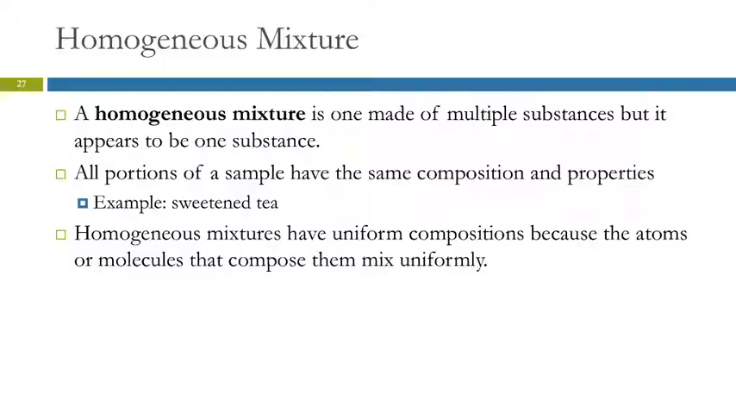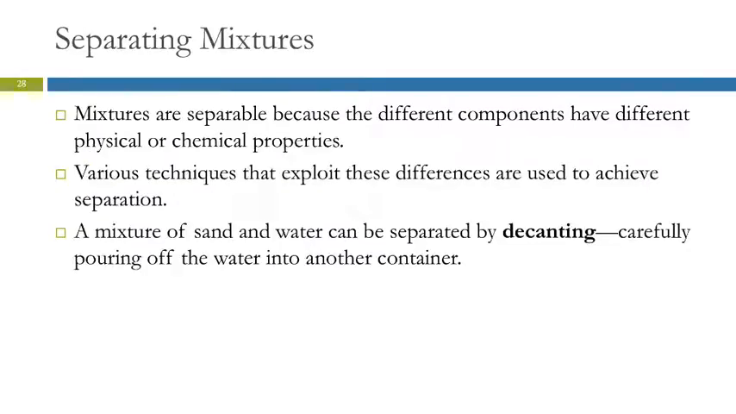And you make it homogeneous because you stick it in the blender and you grind everything up until it's all in little teeny tiny pieces. The chicken noodle soup is heterogeneous. You can see the pieces of chicken, you can see the noodles, and you can see the broth. Different composition, different properties.